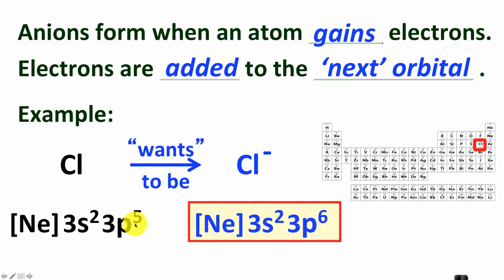There's one space left in the 3p subshell. So chlorine, when it makes a chloride ion, will end up having a neon core and then 3s2, 3p6, and it gets a noble gas arrangement, which is pretty stable. And then, of course, notice that neon 3s2, 3p6 is the same as a complete argon arrangement.